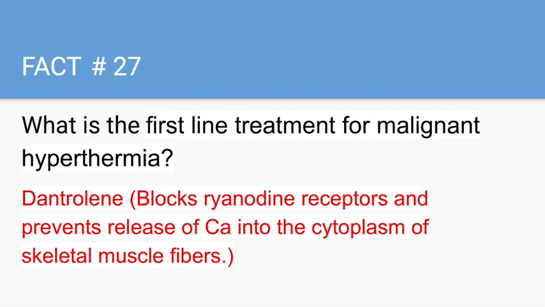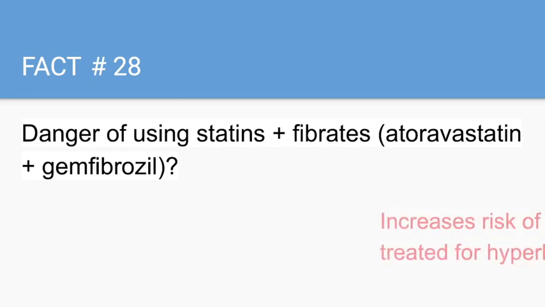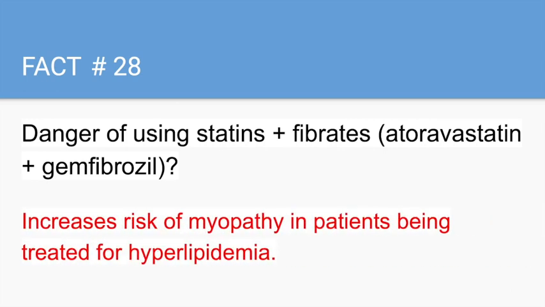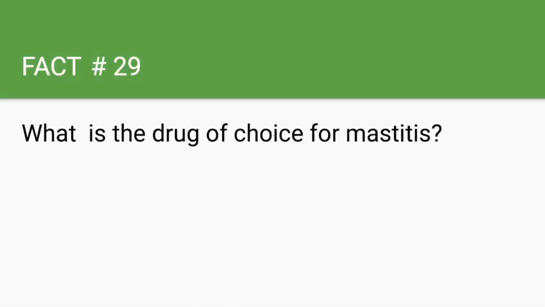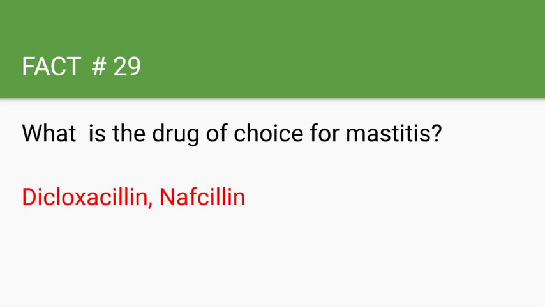What possible side effect can result from using statins and fibrates? For example, atorvastatin and gemfibrozil. Well, this increases the risk of myopathy in patients being treated for hyperlipidemia. What is the drug of choice for mastitis? Nafcillin or dicloxacillin. So mastitis is most commonly caused by Staph aureus, and patients with mastitis present with fever and unilateral breast tenderness.